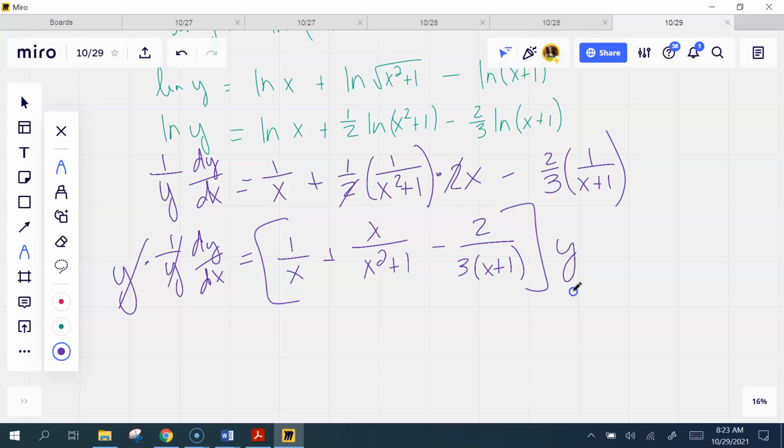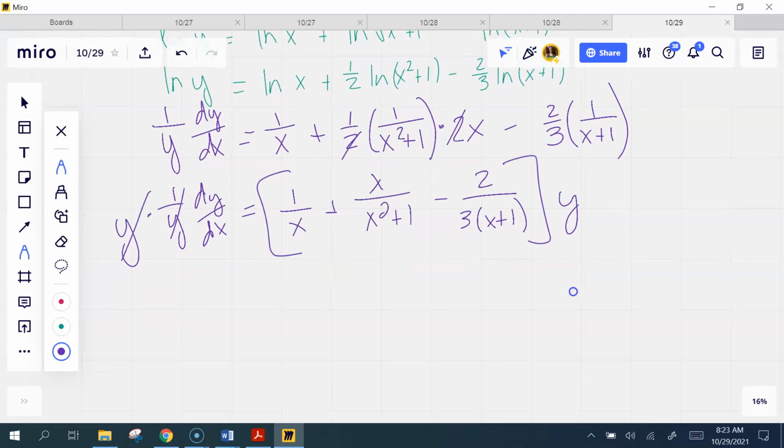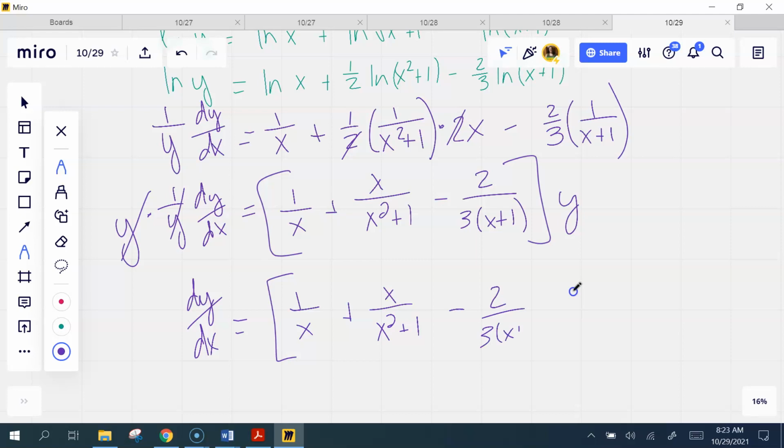And now I'm going to replace y with what y was originally. And I'm not going to do anything with it past that. But you do need to replace it, because I can't say that the derivative of y with respect to x is with a y in it, because then I haven't found the true derivative. All right, so I have x over x squared plus 1 minus 2 over 3 times x plus 1. And then what was y originally? There's the derivative.